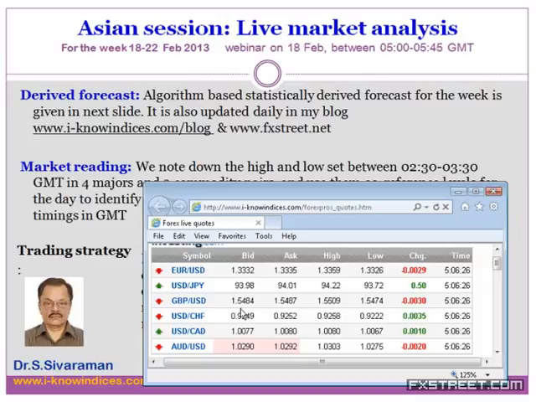And in the case of GBP, 54.84 and 54.87 are the current levels. 55.09 is the high, 54.74 is the low. So it is 10 pips above the low. Then in the case of CHF, it is closer to the high, 92.58. In the case of Canadian dollar, it is closer to the high, 1.0080. Then Australian dollar, which is closer to the low, 10 pips away from the low, 1.0275 is the low, 1.0287 is the high. So current level.